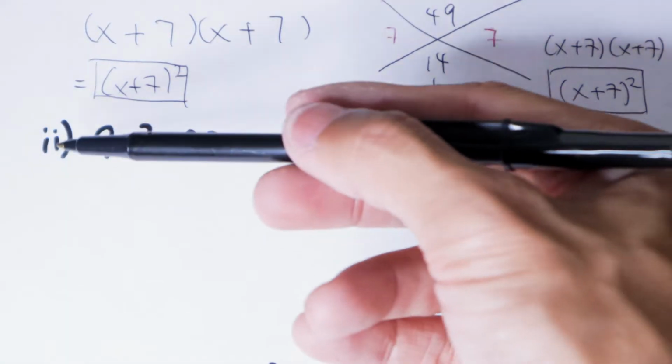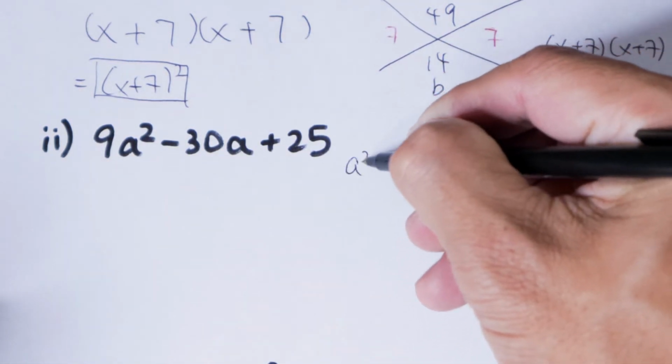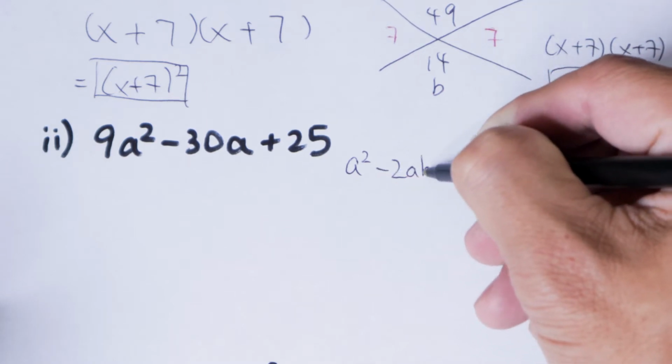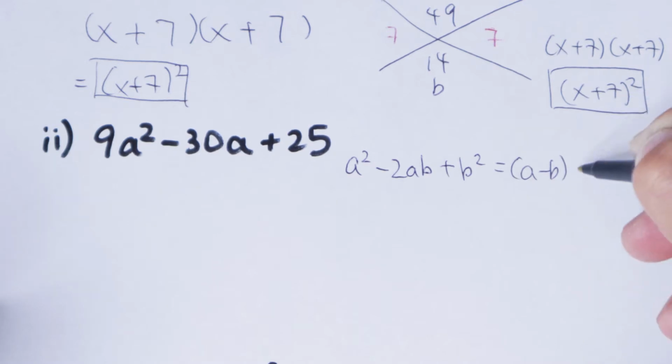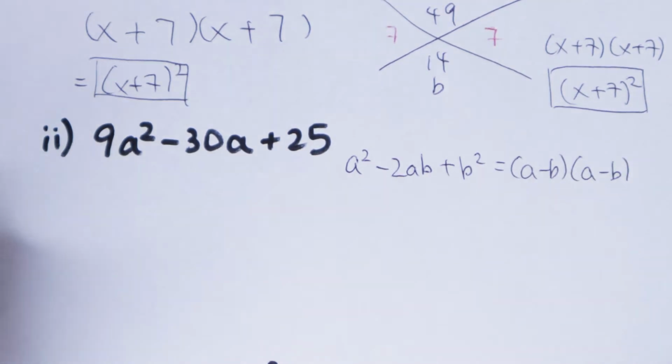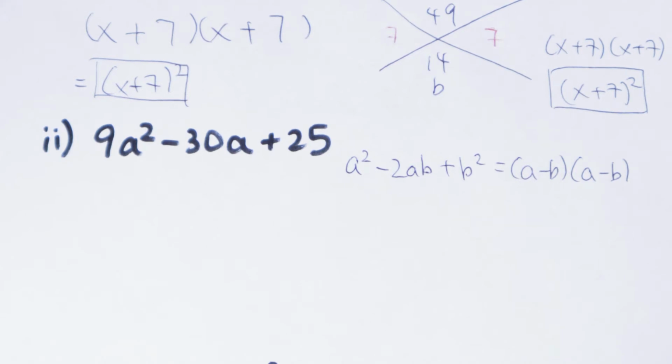Well, here we have 9a squared minus 30a plus 25. Well, let's recall the formula with a minus sign in the middle. So if you have a squared minus 2ab plus b squared, that's the same as a minus b multiplied by the same thing, which is a minus b. And later on, we'll write it as a minus b raised to the second power.